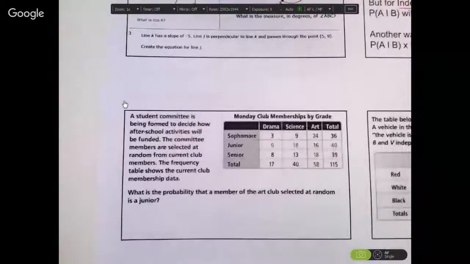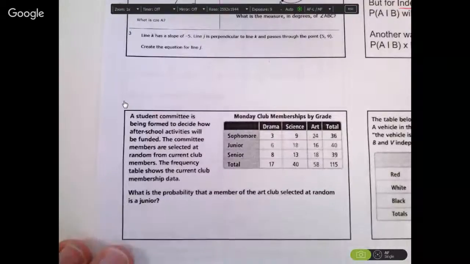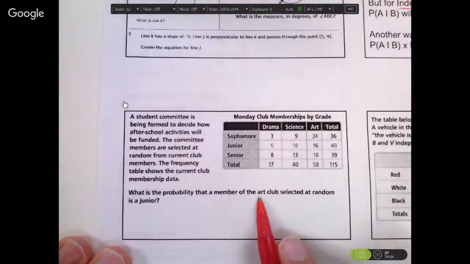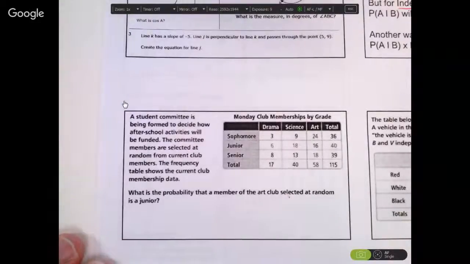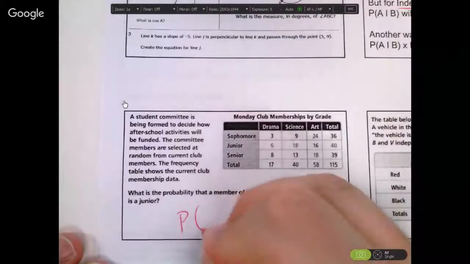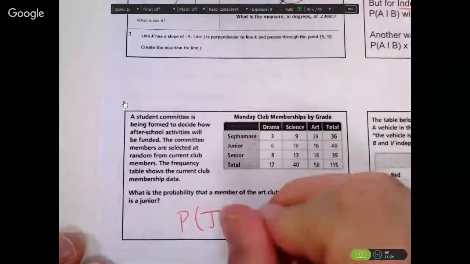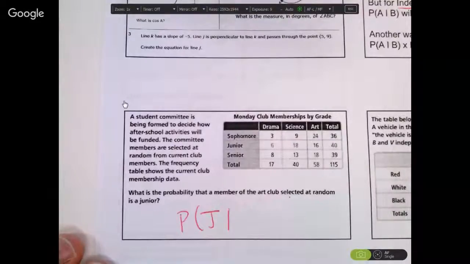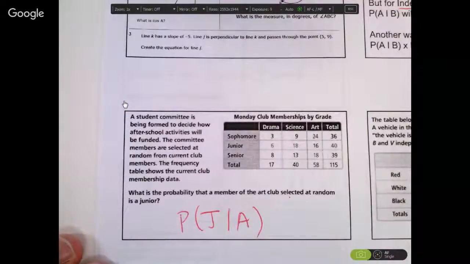Like this problem. So this problem, these things have already happened, okay? And it says, what is the probability that a member of the art class selected at random is a junior, okay? So we're picking from that. So we want to know the probability that the person's a what? A junior. We want to know the probability of a junior given that they are what? In art. That's what we're looking for. So we're only looking at the art column, and then we're gonna take the 16.